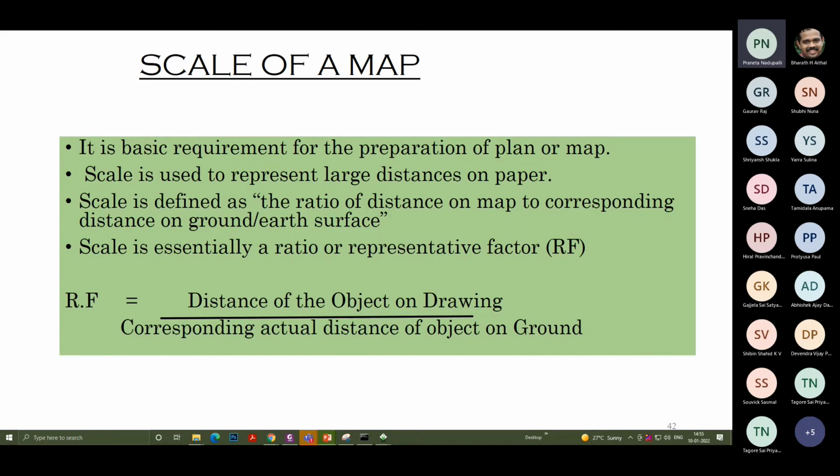Again, we talk about the scale of a map in detail. It is a basic requirement. It must be present. A map is not complete if it doesn't have all the map body items mentioned. So it is a basic requirement for preparation of any map or any plan. Scale is used to represent large distances on paper, and it is the ratio of distance on the map corresponding to what is on the real ground or earth. So this is the representative factor, and you have to estimate it on the basis of this ratio.